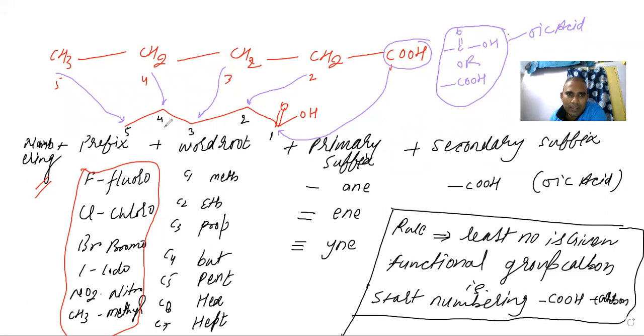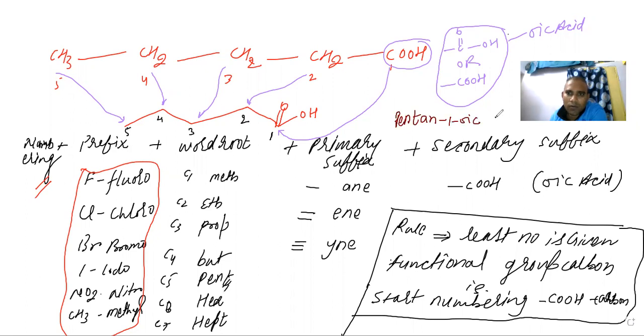What is the word root for this carbon? How many carbons are there? 1, 2, 3, 4, 5 carbons. So it is pent, pentane. Then the E we are not writing. Why are we not writing it? Because two vowels cannot be together. So the E we have to remove, because we cannot write two vowels together.